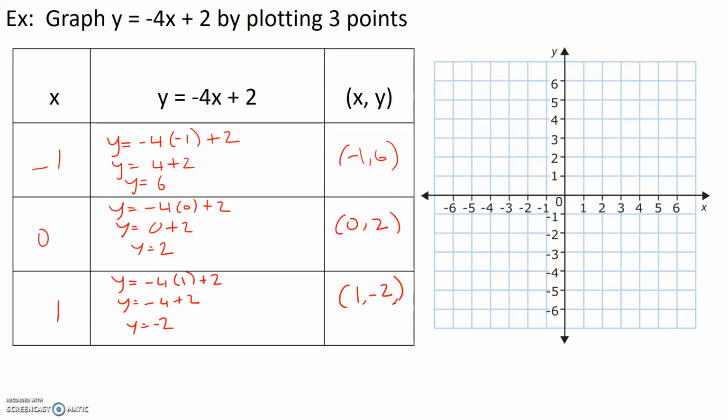Now let's go ahead and graph these. The first point is negative 1, 6, so the x-coordinate is negative 1, the y-coordinate is positive 6. The next point is 0, 2, the x-coordinate is 0, the y-coordinate is 2. Third pair is 1, negative 2. And if we now connect these points, they should form a straight line. Notice that a line has arrows at the end. This indicates that the line will continue infinitely in each direction.